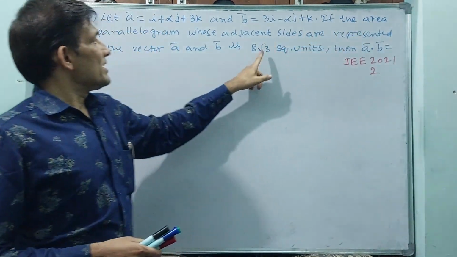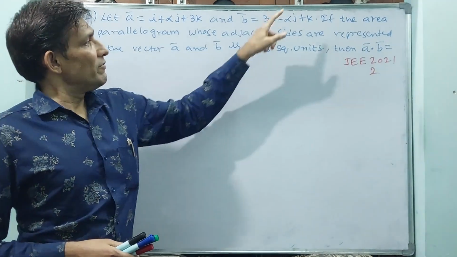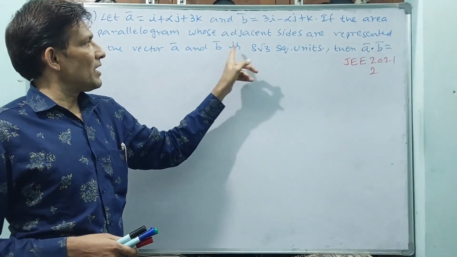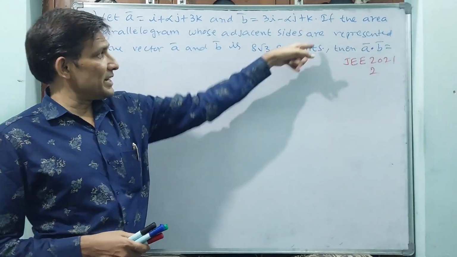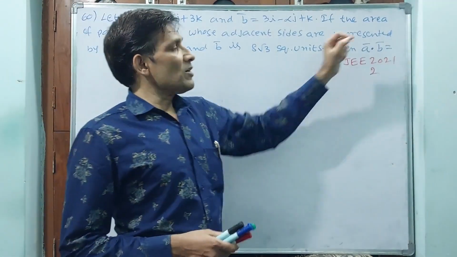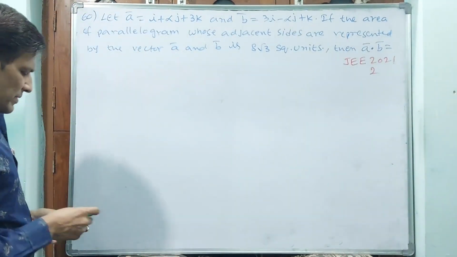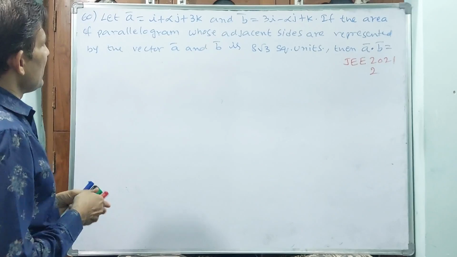They have mentioned area, and here they have given the area as 8√3 square units. Then what is the value of A dot B, they are asking. See, let me draw this parallelogram. First of all, understand this figure.